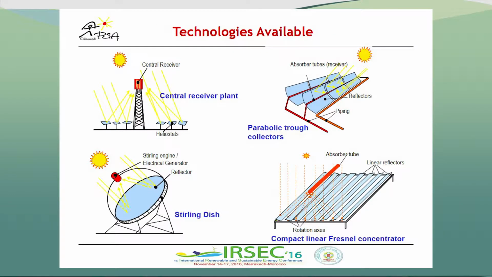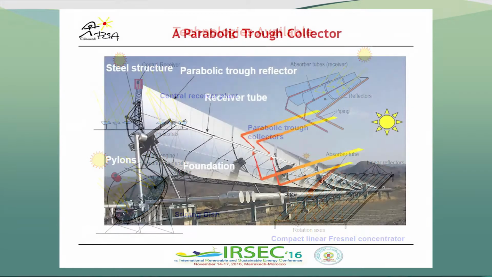So there are 4 different configurations available in the market. Central receiver, parabolic trough, which is 95% of the installed capacity around the world, linear Fresnel, and dish Stirling. I have seen a couple of good presentations about linear Fresnel activity here in Morocco this morning. Always doing the same: use mirrors, follow the sun, concentrate, and produce electricity.